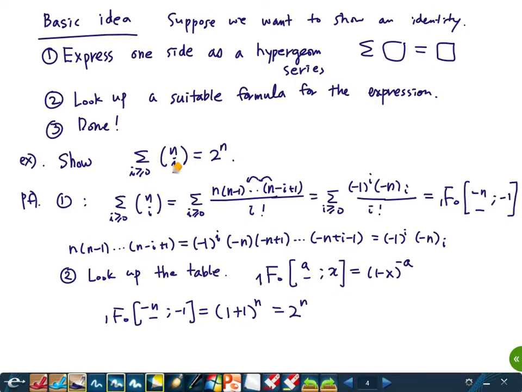All right? So let's see one more thing. Another well-known identity. This is called the Vandermonde identity. There are, of course, many proofs, combinatorial proofs as well. But we will try to prove this using hypergeometric series. So proof. The first step, write this in hypergeometric notation.